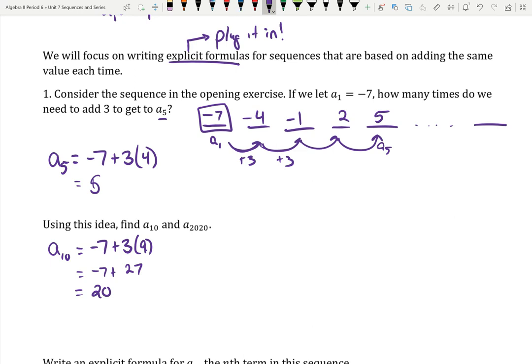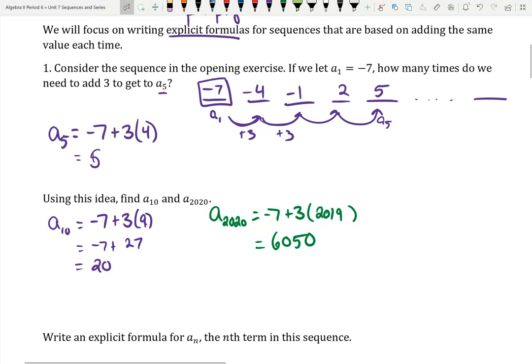Well, let's make it fun now, and let's do a sub 2020. So where do we start? We start at -7. I keep adding 3, but how many jumps is it going to take me to go from the first term all the way to the 2020th term? Well, it's going to take me 2019 jumps to get there. And this I definitely need a calculator for. -7 plus 3 times 2019 is 6050. Nice number. So if you kept going and got all the way to the 2020th number, sitting in that little seat there would be 6050.